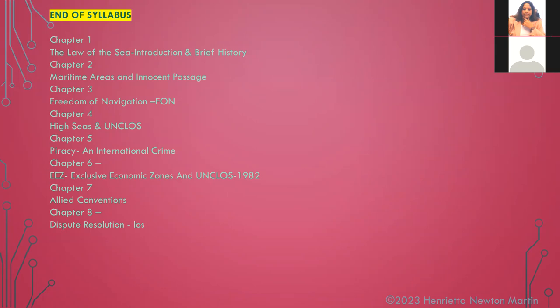In chapter 6, which we studied during the last class, we spoke about the EEZ, the exclusive economic zone. In chapter 7, that is today, we spoke about allied conventions, and now we discussed the dispute resolution mechanism under the law of the sea. So with this, we complete your syllabus. If you have any questions, you can ask me.